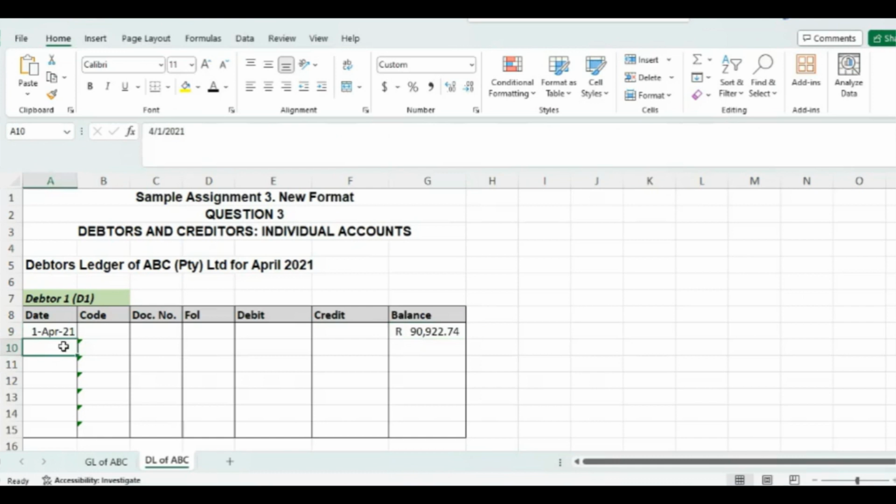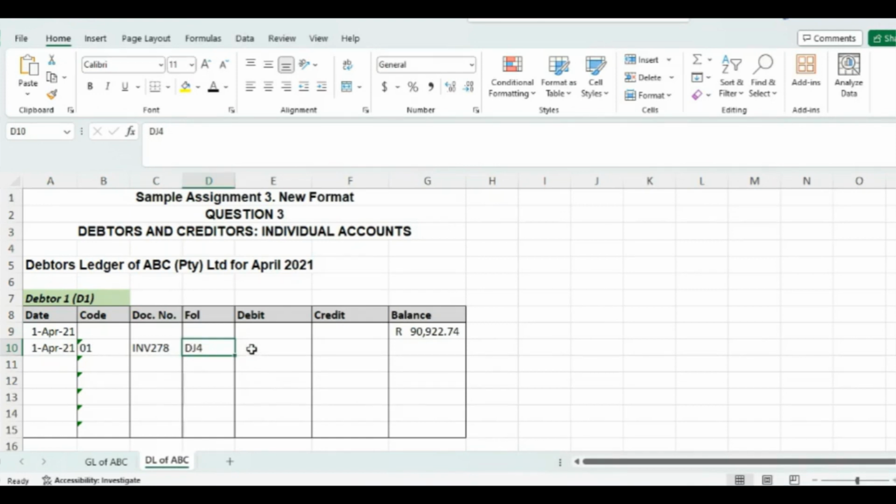Okay, then what's happening? On the 4th, this guy bought more from us. Okay, it was an invoice that was generated. It is debtors journal 4. After all, it will be on the given information, but I also told you that April is the 4th month, so it's debtors journal 4.